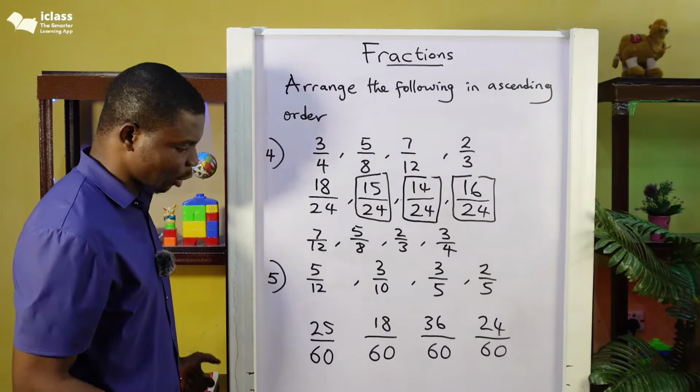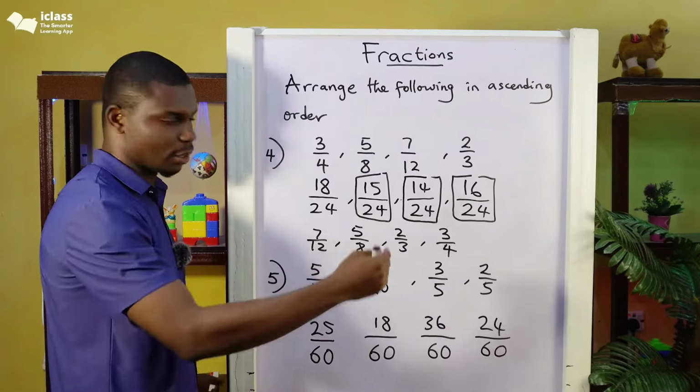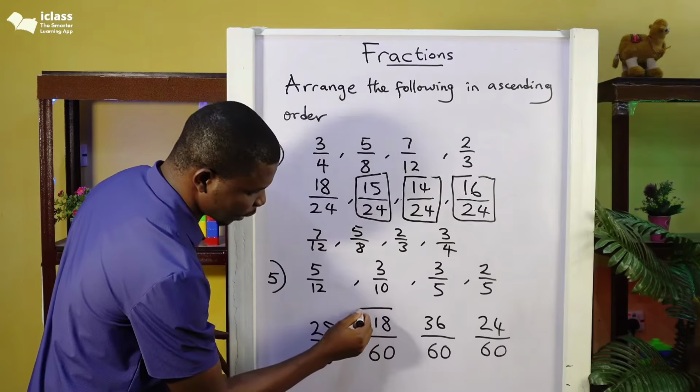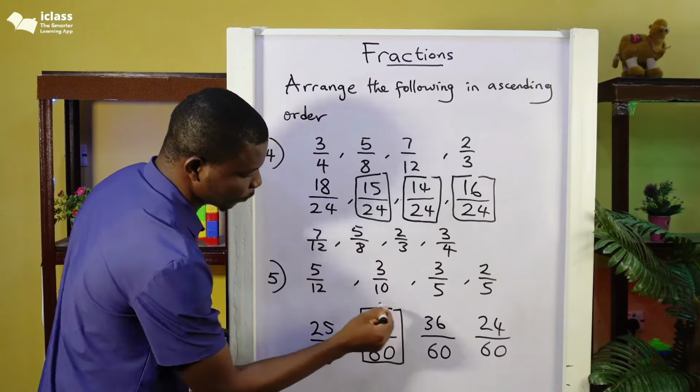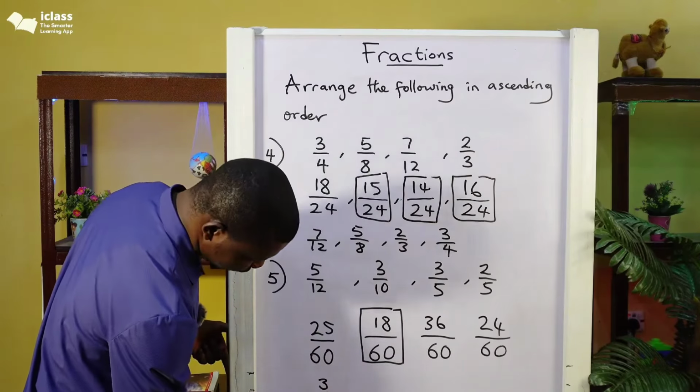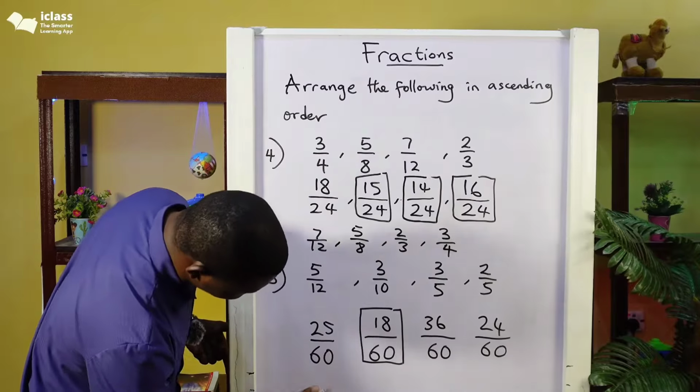So which one is the smallest? We are going in ascending order. So from the smallest here is 18 over 60, which is 3 over 10. So I arrange it like this, 3 over 10.